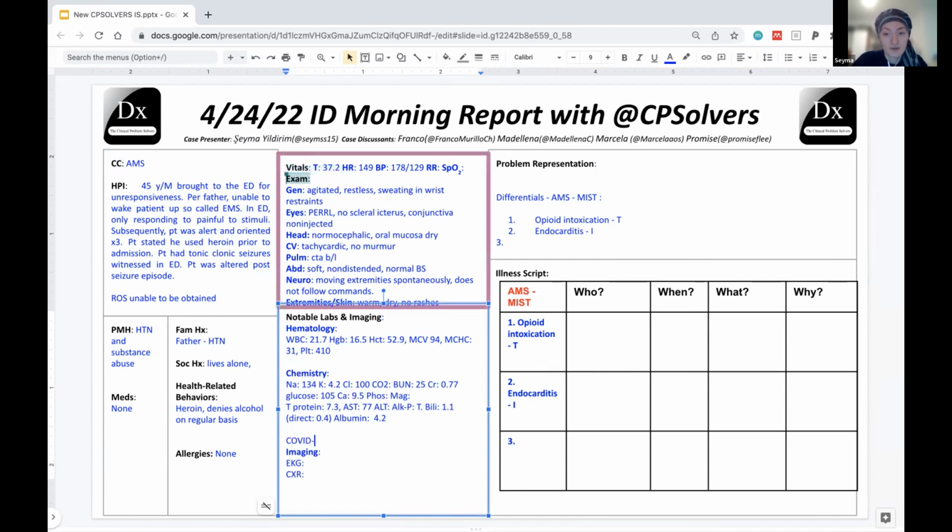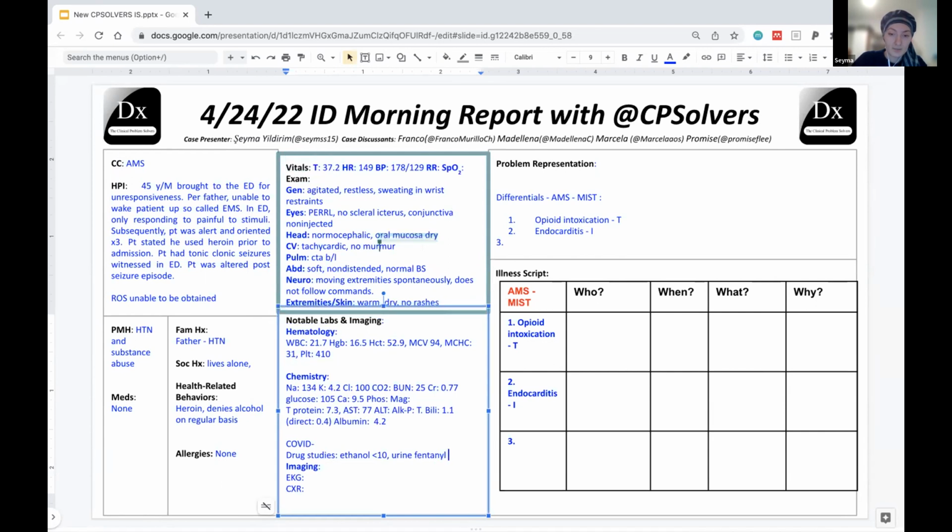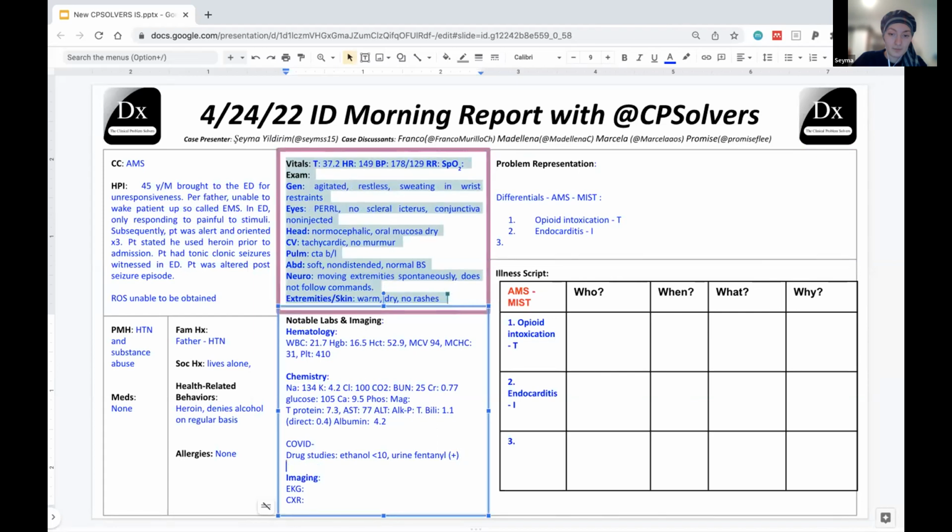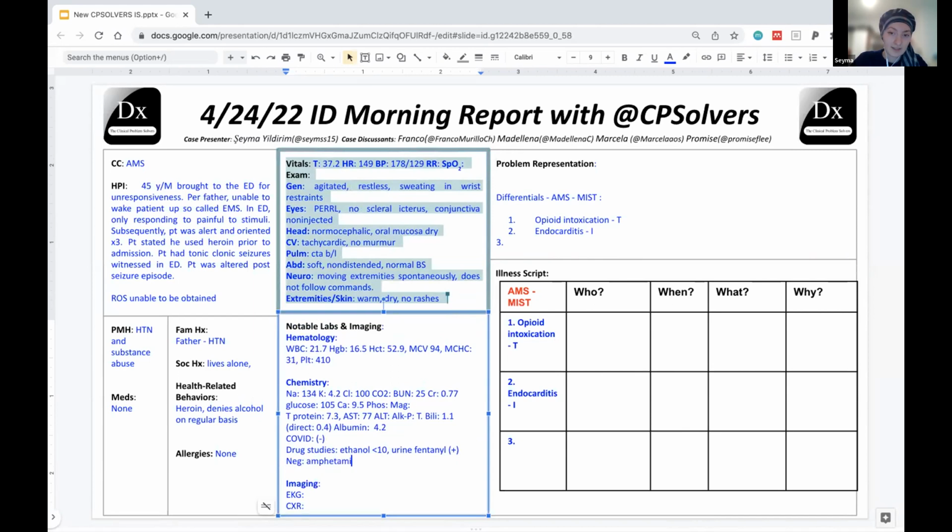And they also performed some drug studies, so in the urine, the ethanol levels were below 10, and urine fentanyl was positive. But I will now name several drugs that came out negative in the urine: cocaine, methadone, opiates, oxycodone, and PCP. So these were negative, and that's the end of the first Aliquot. And the last one will leave.